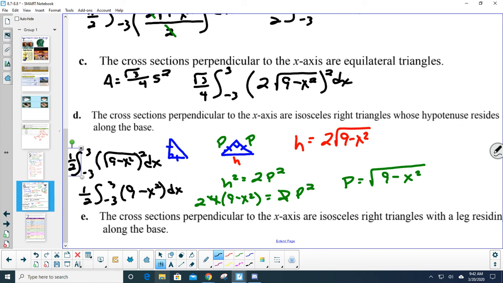That's a really easy integral to take. But this is a tough one. You're going to have to go back and look at this.